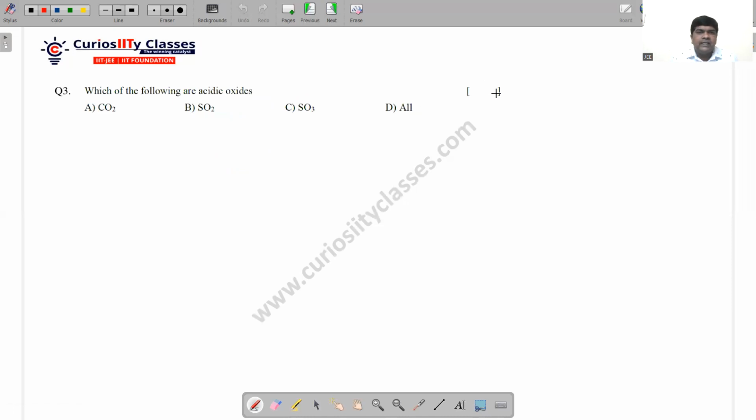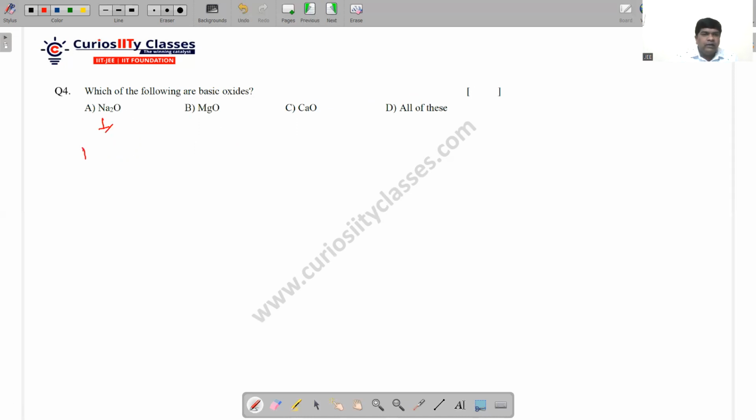Question number 3. Which of the following are acidic oxides? Option A, carbon dioxide, acidic. Option B, sulfur dioxide, acidic. Option C, sulfur trioxide, acidic. And D, all are acidic oxides. Option D is correct.